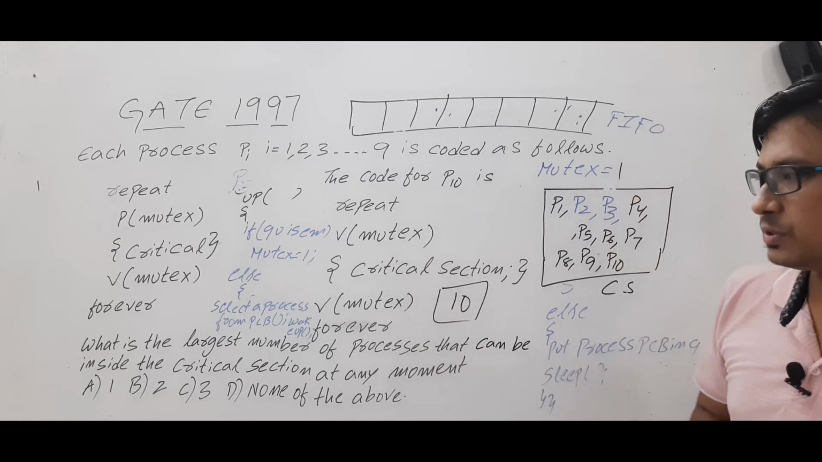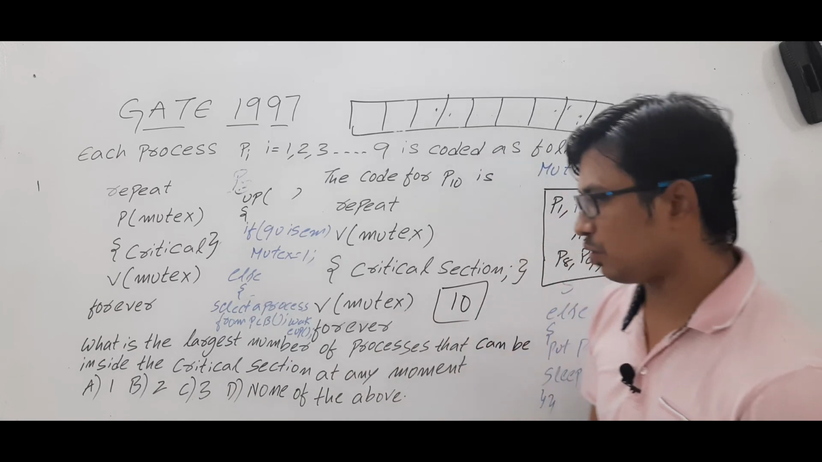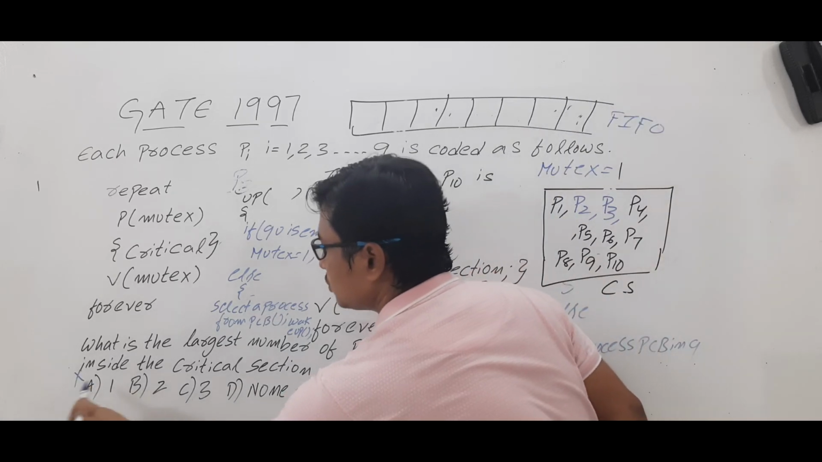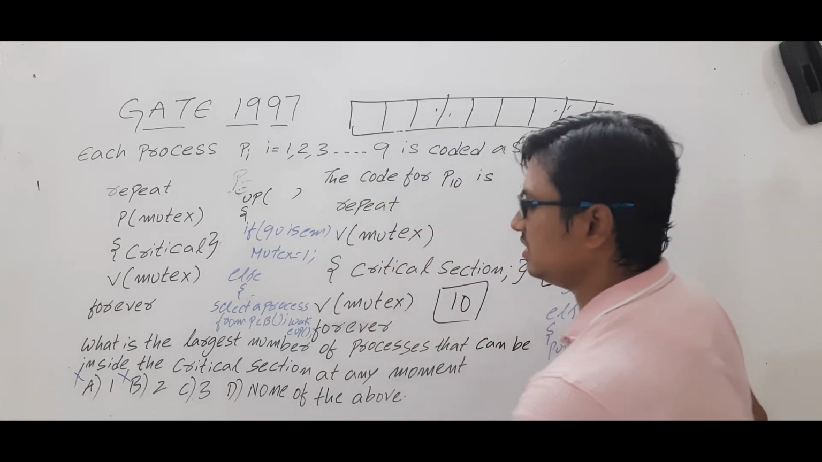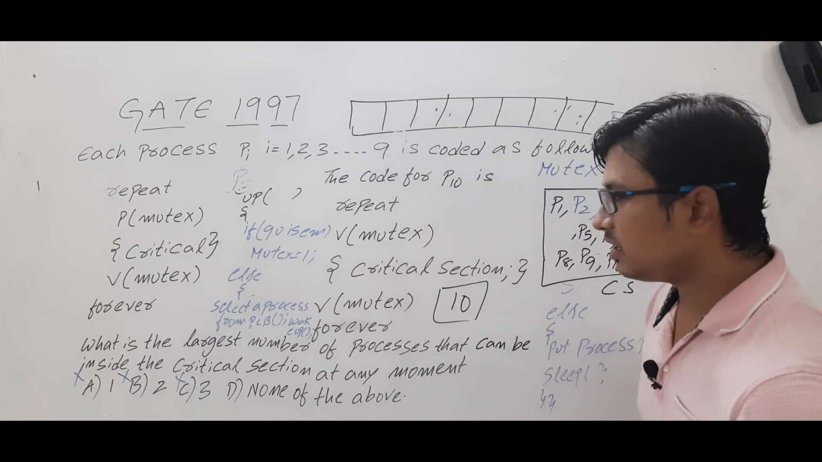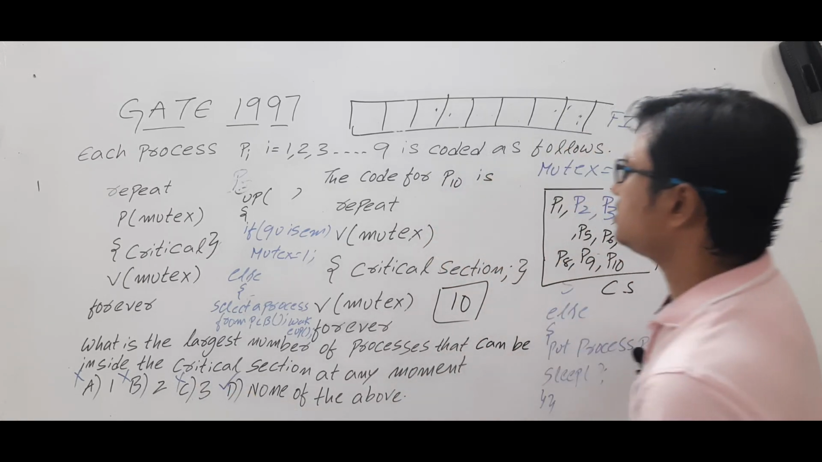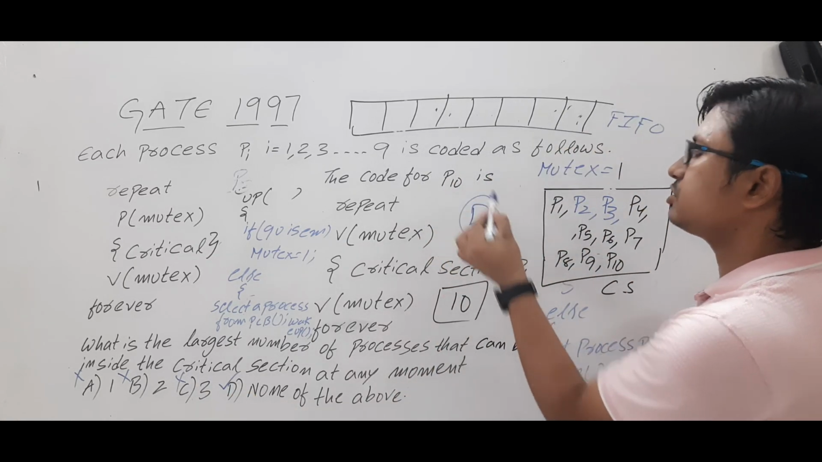Now look at the options. Option A, 1, is wrong. Option B, 2, is wrong. Option C, 3, is wrong. Option D, none of the above. So this is the correct answer for this question.